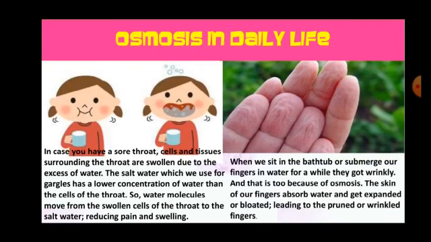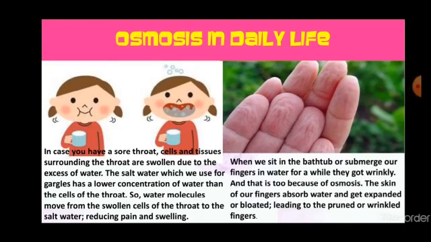So when you have a sore throat, what is happening inside your throat is that the cells and the tissues around the throat are swollen due to the excess of water. The salt water that we use for gargling has a lower concentration of water than the cells of the throat. So when we are gargling, the water molecules move from the swollen cells of the throat to the salt water, which reduces the pain and the swelling, and it becomes easy for us. So that's why we gargle when we have a sore throat.